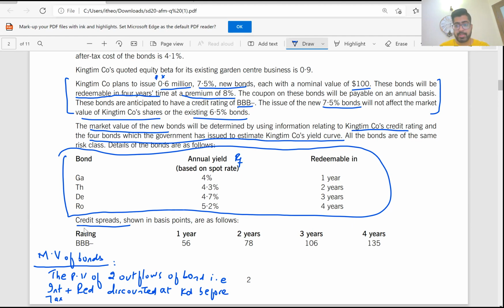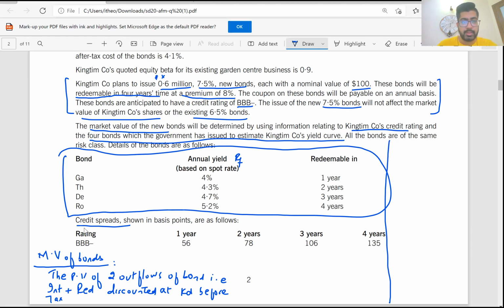It's the present value of 2 outflows. What are the 2 outflows? Interest plus redemption. These are the only 2 outflows of the bond. We pay interest on the bond, and that's redemption proceeds. The market value is the present value of these 2 outflows, and you just need to discount it at KD. This thing is computed on a before tax basis. So let's just start finding the market value of bonds using this.